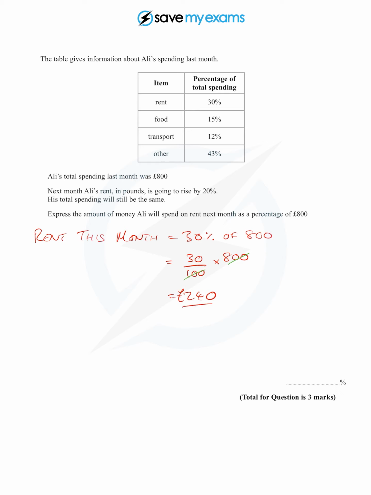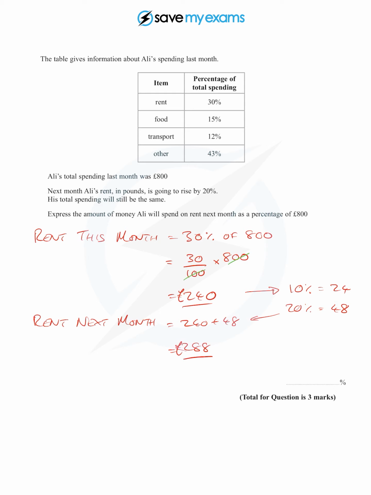So that's how much he spends on rent this month. Okay. So what about the rent next month? Well, we've got to increase that by 20%. Now, actually, 20% is one of those easy ones, isn't it? Okay, if we think about this, 10% of 240 is 24. And so 20% is 48. And so the rent next month is going to be 240 plus 48, which is £288.